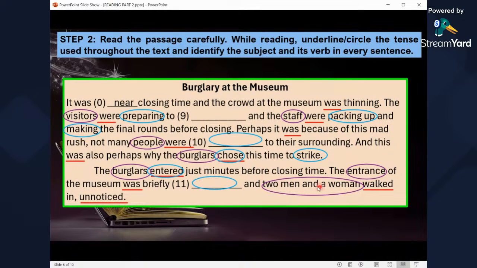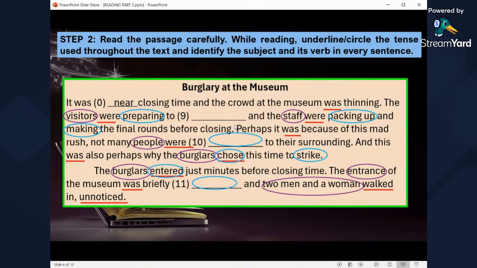Okay, and two men and woman walked in unnoticed. These are the subject and the noun, and unnoticed. Nobody saw them walking in. This would be walk to be a verb. Okay, so you see this. You are actually analyzing it. How to look at the text, looking at what is missing, how the text has been done. Then you would identify this. You would actually have a better idea how to fill in the blanks.